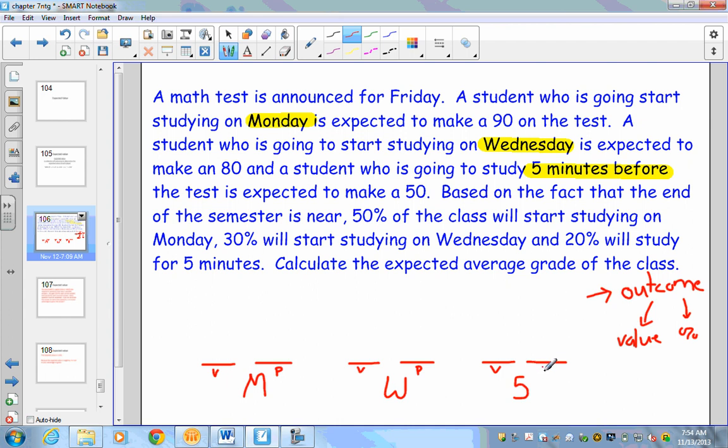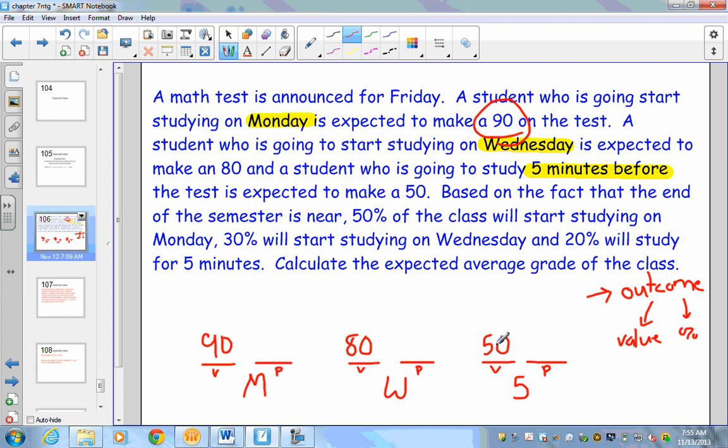Now, the value of each outcome is not necessarily always going to be in numbers or dollars. Sometimes the value is going to be represented in different ways. So in this case, if you read, the value of starting to study on Monday is a 90, because that's what you're going to make on the test. Now, if you read, the value of studying on Wednesday is 80, and then lastly, the value of cramming 5 minutes before is a 50.